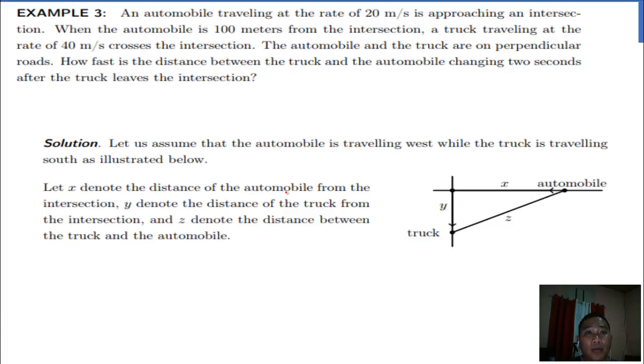Another example: an automobile traveling at the rate of 20 meters per second is approaching an intersection.